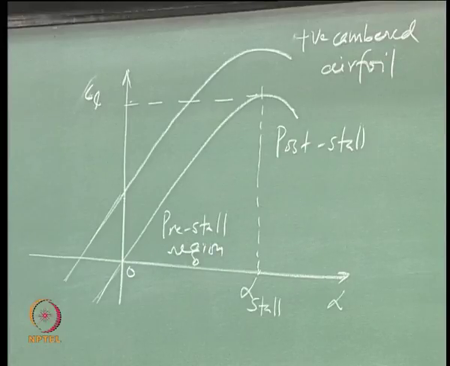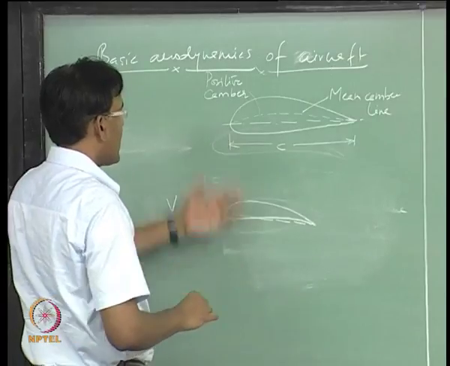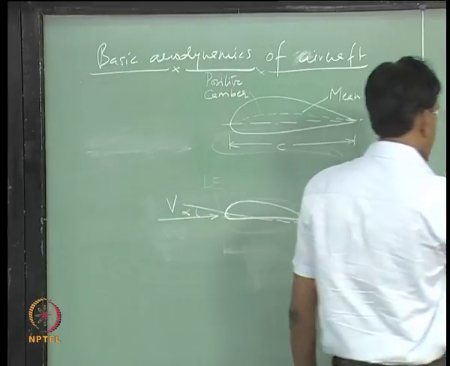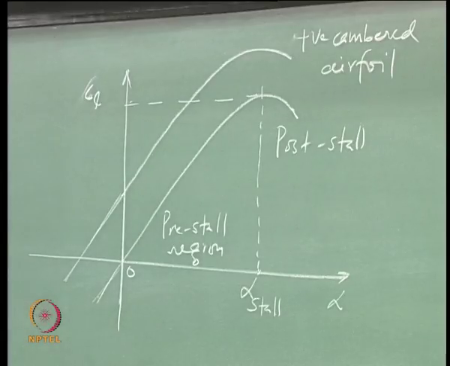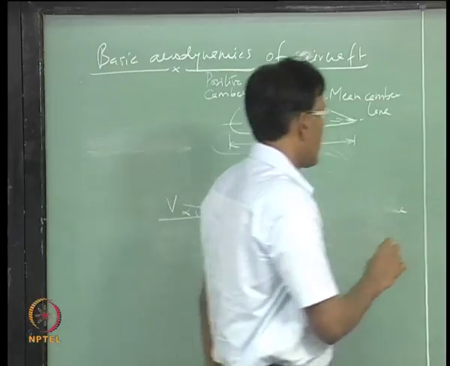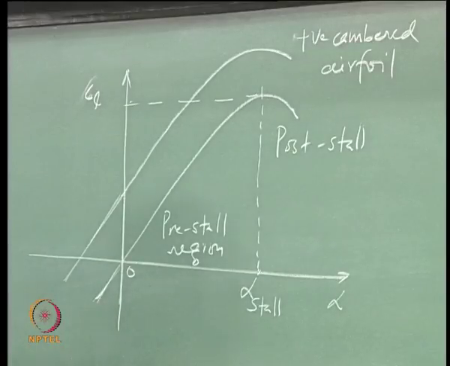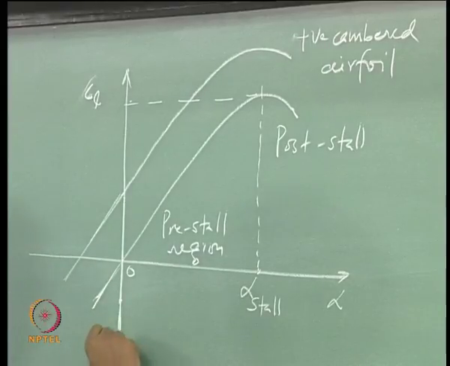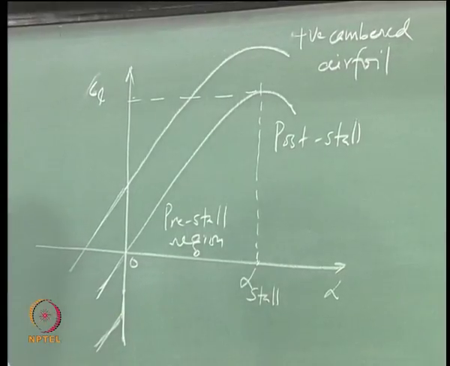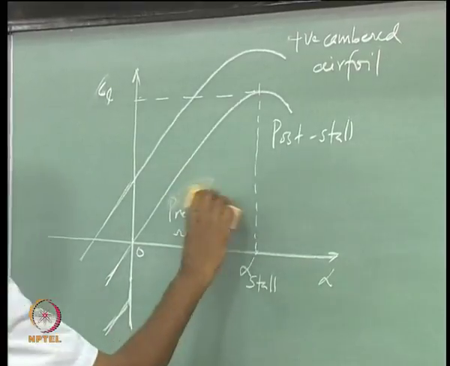In a similar fashion, we can invert this airfoil, and then the airfoil becomes a negatively cambered airfoil, and in that case alpha becomes negative. So, at 0 angle of attack, what you get is a negative lift in the case of the negatively cambered airfoil.